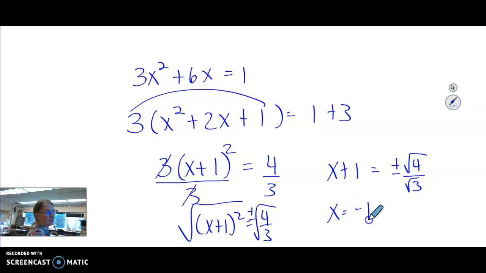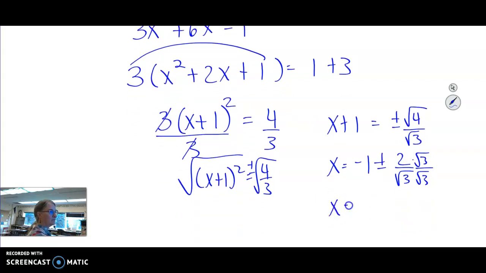And you can see that we get the exact same result. That's 2 over the square root of 3 as before. And I'm going to still rationalize here. And that becomes -1 plus or minus 2 square root of 3 over 3.